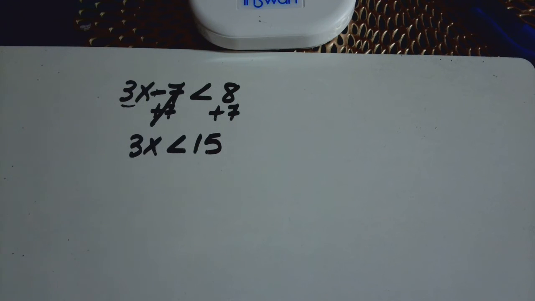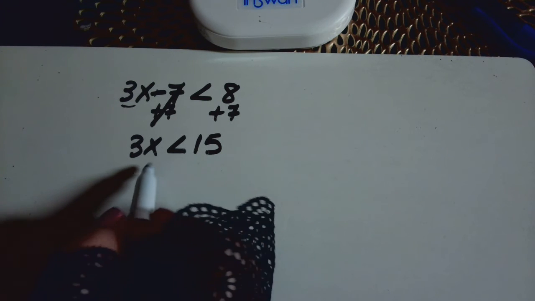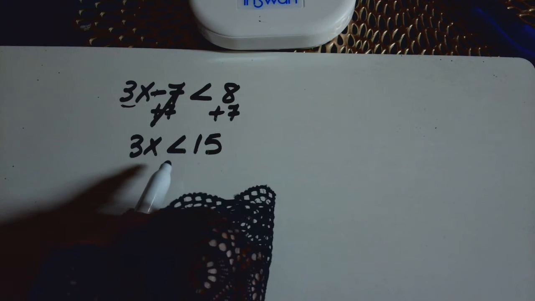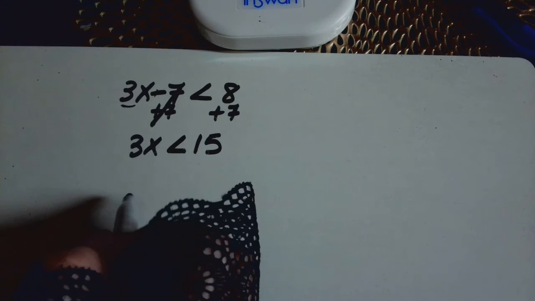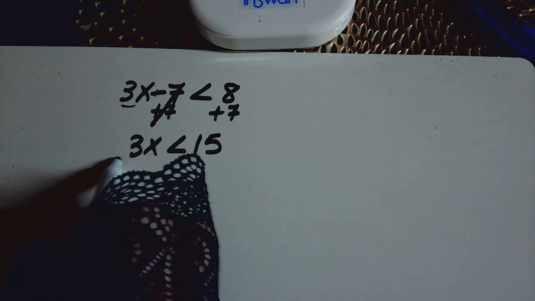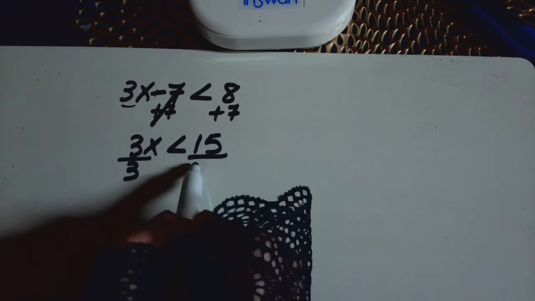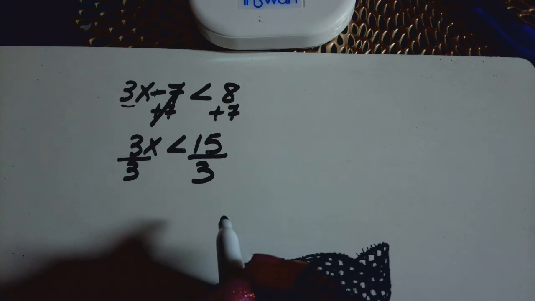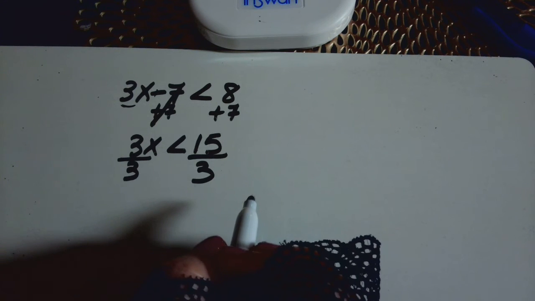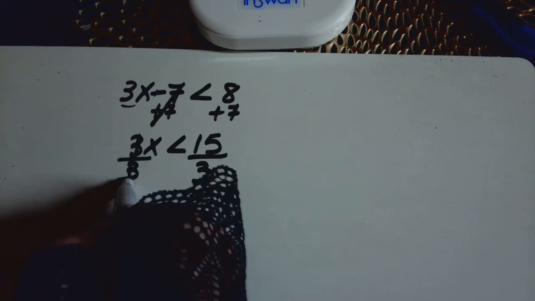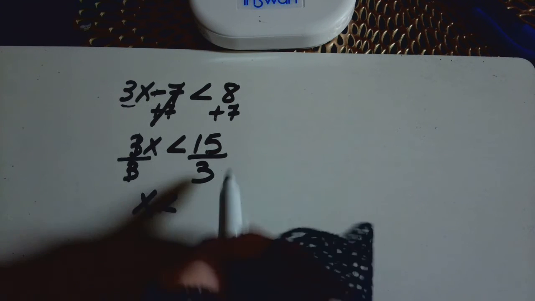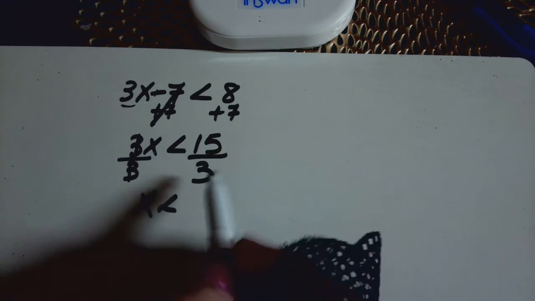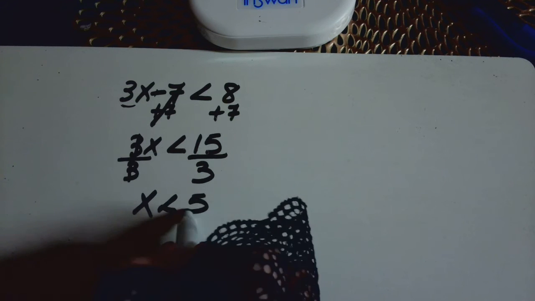And then we have multiplication. 3 times x is multiplication, and we know that division undoes multiplication. So to isolate the variable x, we have to divide the 3 away, and it's a positive 3. So we don't have to worry about flipping an inequality because we're not dealing with a negative. So 3 divided by 3 is 1. Anything divided by itself is 1. X is less than 15 divided by 3, which is 5.